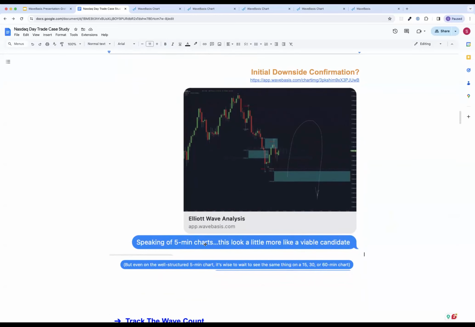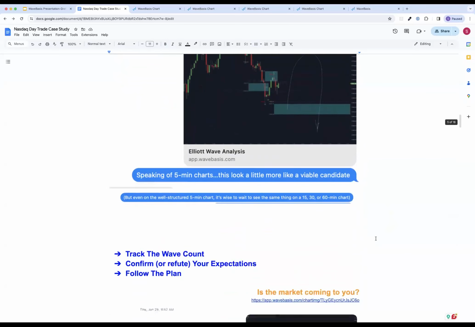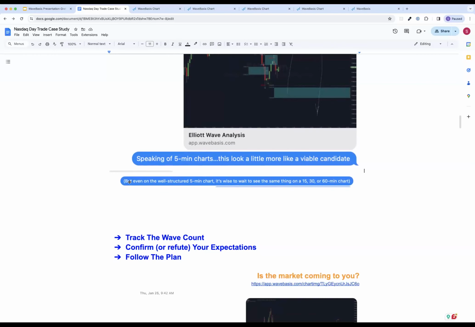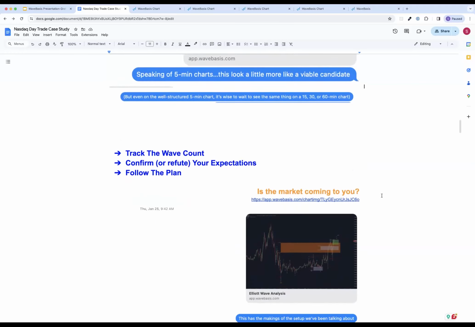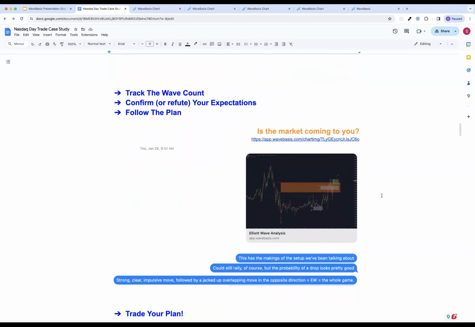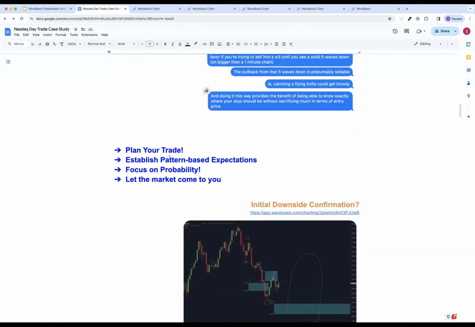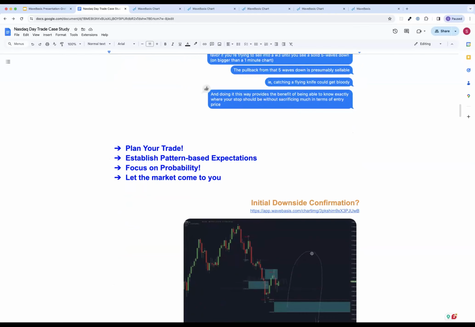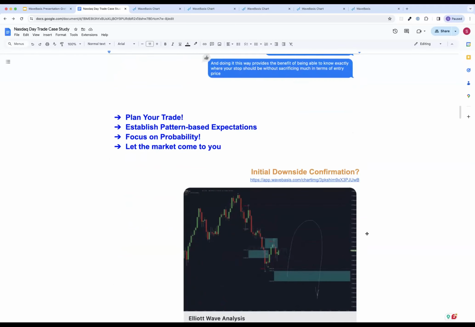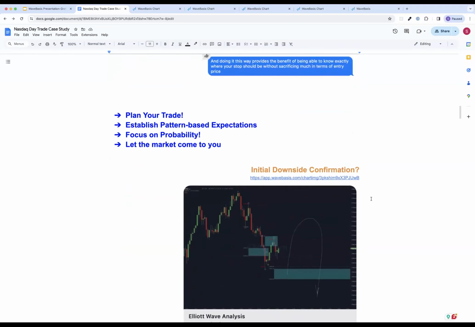So I sent him this chart. It says, speaking of 5-minute charts, this looks a little more like a viable candidate. So at that point, now we're watching. But I did note, even on a well-structured 5-minute chart, it's wise to wait to see the same thing on a larger time frame chart, 15, 30, 60, etc. So at this point, now we're in wait and see mode. We have planned our trade. If we see this, then we're supposing that we're going to short it up here at the top of an ABC bounce. I hope this is big enough on screens to see what I'm doing.